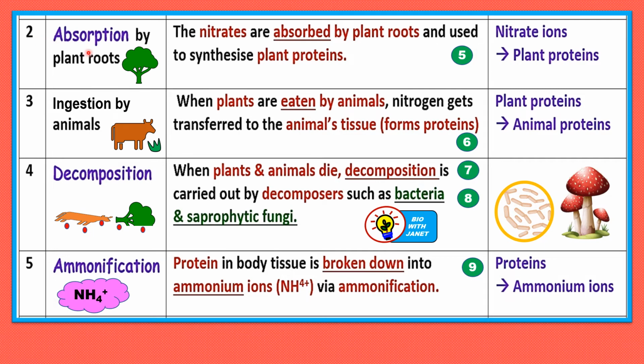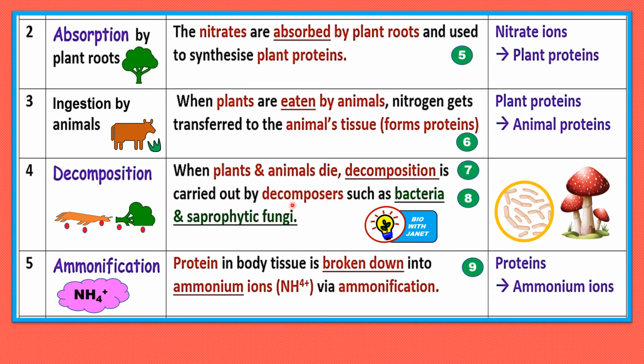So number 2, the second process is absorption of nitrates by plant roots. So the nitrates are absorbed by plant roots and used to synthesize plant proteins. Next, ingestion by animals. So when plants are eaten by animals, the nitrogen gets transferred to the animal's tissues, and the animal uses these plant proteins to form their own proteins, which are the animal proteins. Next, when plants and animals die, decomposition occurs. So this is number 4.